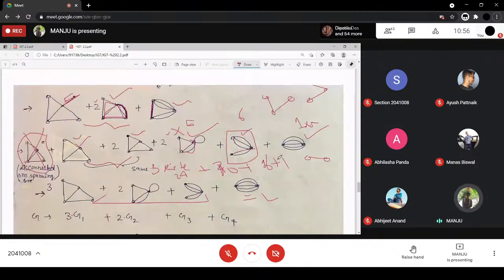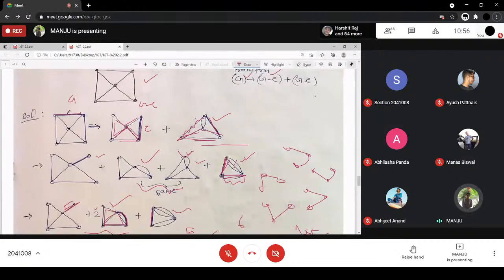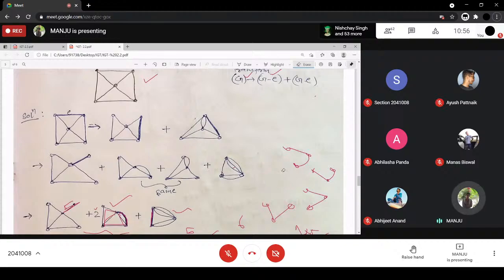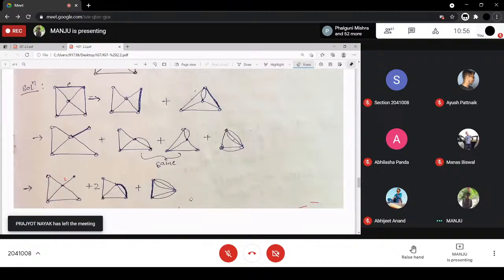So, for this kind of graph, edge contraction or the recurrence method will be very helpful. Otherwise, it will be difficult to find, because there are many edges and many cycles formed, so directly drawing all the spanning trees and then counting them will be very, very difficult. Yeah, you can also use the matrix tree theorem and the determinant will come as 45. Okay? Clear?